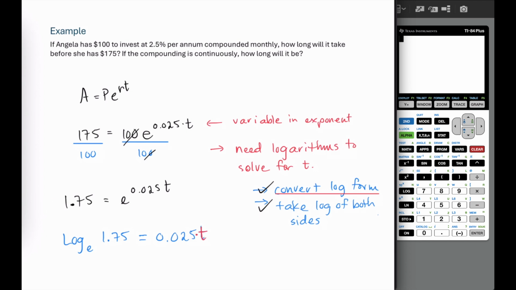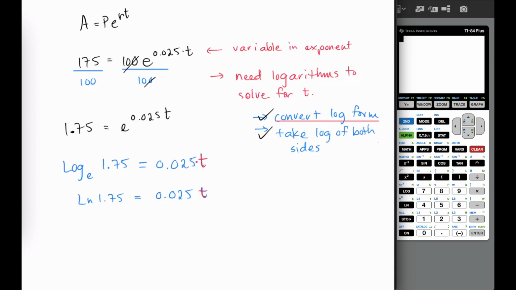On the left-hand side, we have the log base e of 1.75. That's the same thing as the ln of 1.75. So let's use that shorthand notation. And then on the right, of course, we still have 0.025 times t. And now to solve for this t, we're going to just divide both sides by 0.025. And we end up with t is equal to the ln of 1.75 over 0.025.